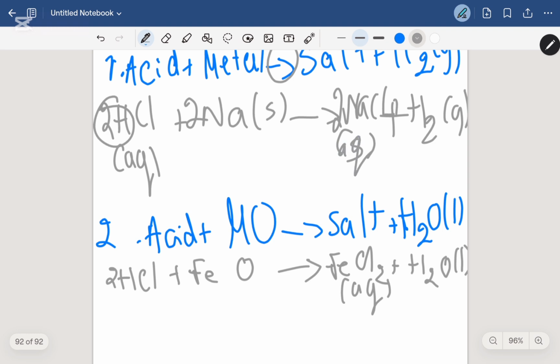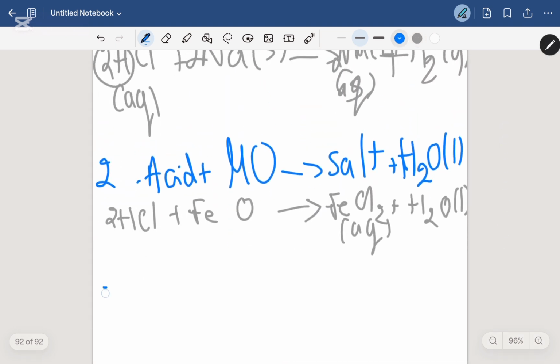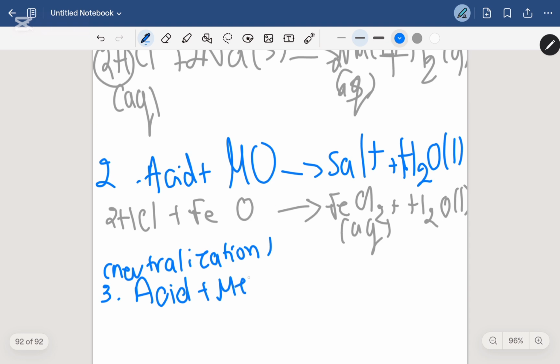So the first one is acid plus metal gives us a salt plus hydrogen gas. Second one is an acid plus a metallic oxide gives us salt plus water. Now we have something really nice, number 3. It is called the neutralization reaction. Why is it called a neutralization reaction? It is because it is an acid plus a metal hydroxide. Okay? So an acid plus a metal hydroxide.